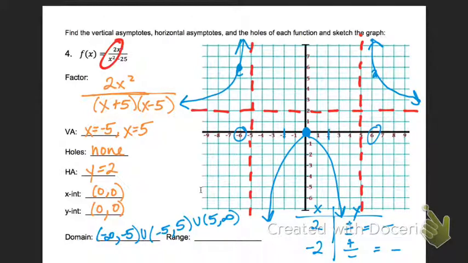Range, so I'm going from bottom to top, going all the way from negative infinity, and where do I stop? 0. Interesting. Do I have anything in this space from 0 to 2? No, so I have to stop. Then I start up again. Where? 0. No, I don't start up again at 0. 2 to infinity.